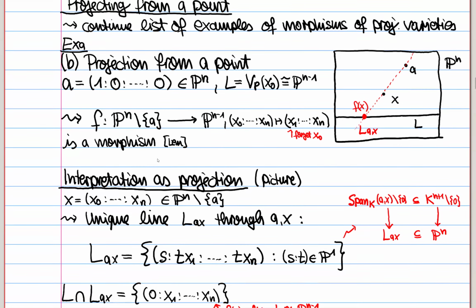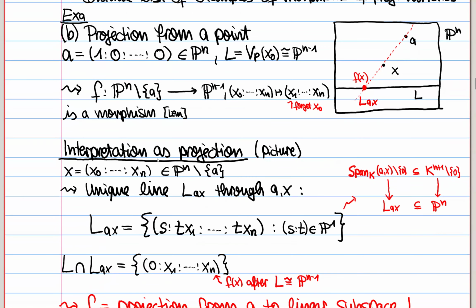But then we can also provide some geometric interpretation having to do with this picture. Because, well, let's give ourselves any point X with some coordinates here in P^n minus A, so in the domain of this map. Then the claim is there is a unique projective line, L_AX, so a projective linear subspace of P^n of dimension 1, through both the point A and the point X. So this is this red one here.